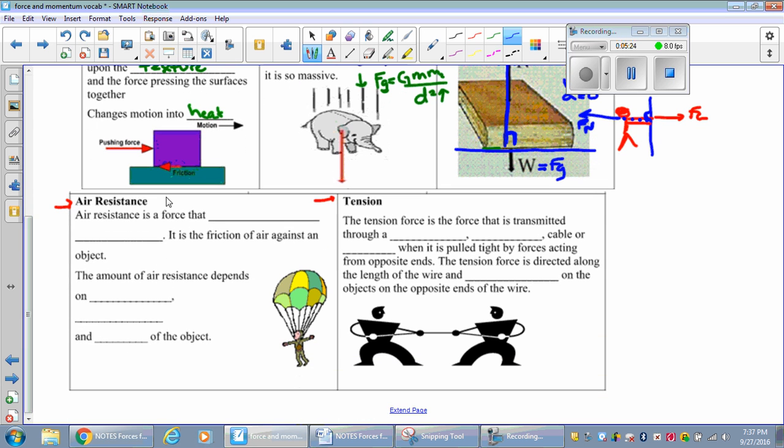Okay, let's go down to air resistance. Air resistance is a force that opposes force gravitational when you're falling. What's the other word for force gravitational? That's weight, right? It opposes weight while falling. It is the friction of air against an object. The amount of air resistance depends on a couple things. It depends, obviously, on how fast you're going, because the faster you go, the more the air is going to drag against you. The shape of the object, right? If you try to drop a feather or a bowling ball, it's going to be very different, right? It's going to slow down a little bit differently. And also the size of the object.